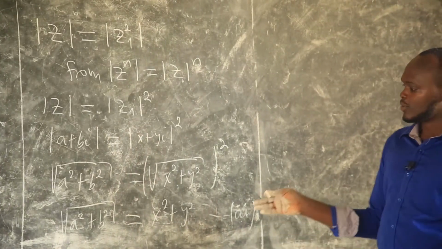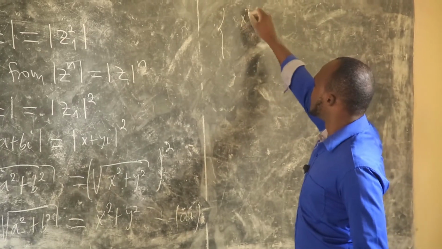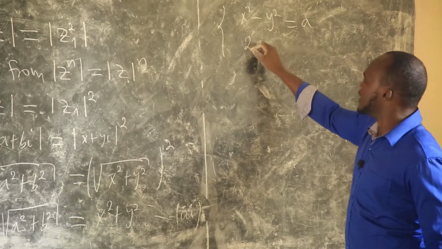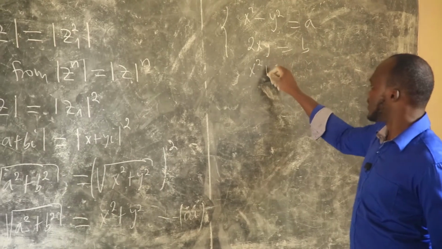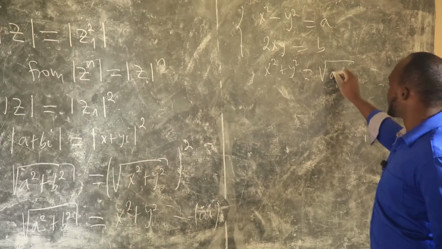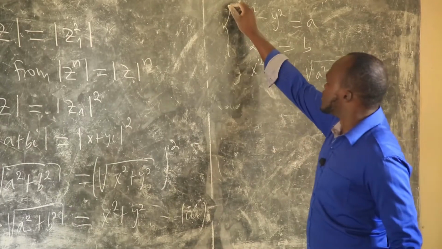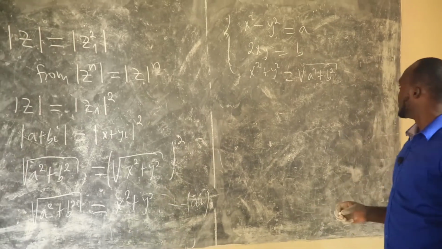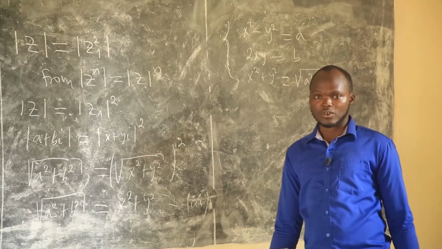So I have to combine those three equations, which are x squared minus y squared equal to a, and 2xy equal to b, and x squared plus y squared equal to root a squared plus b squared. Those are the three equations we use when we are finding square root of a complex number.